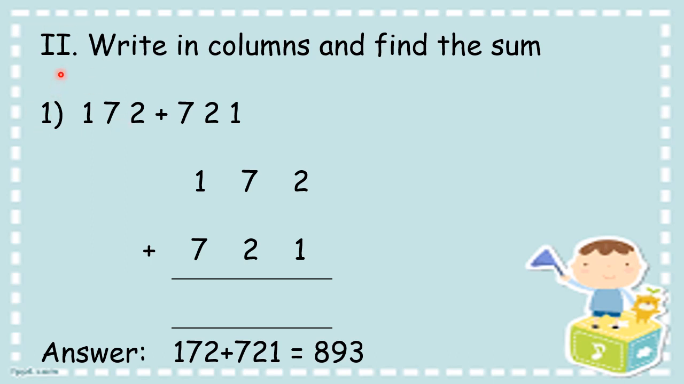Second one, it is write in columns and find the sum. So the question is find the sum of 172 plus 721. So while we are writing column wise, we have to write like this. First what we have to do? We have to add the ones place. It is 2 plus 1 equal to 3. Yes. 7 plus 2, it is 9. 1 plus 7, it is 8. So the answer is 172 plus 721 is equal to 893.